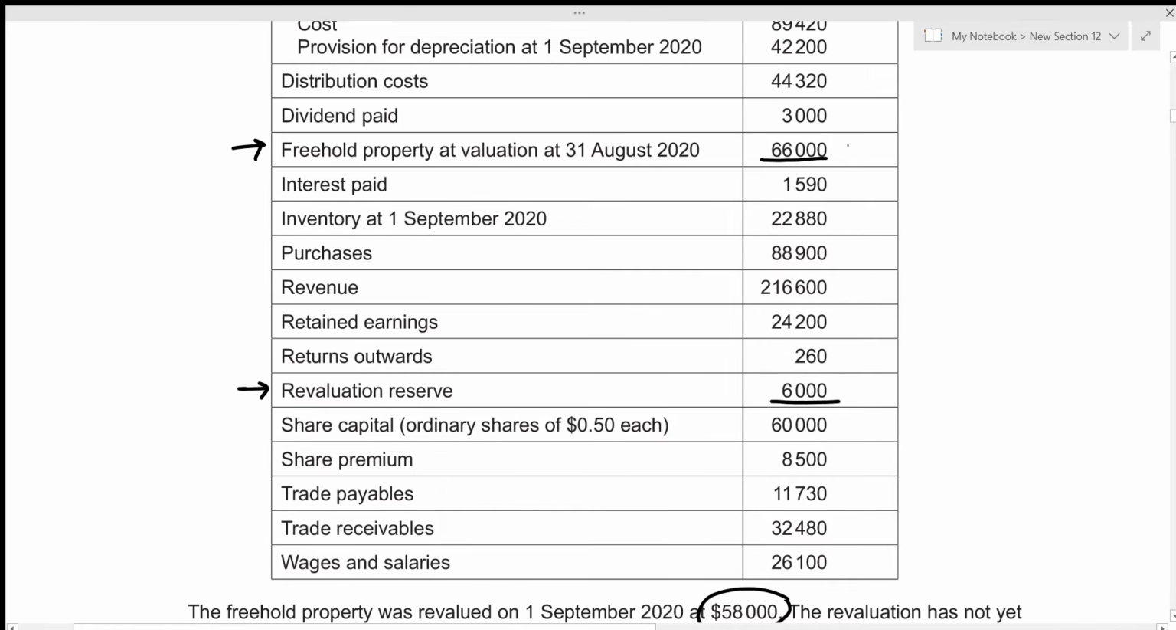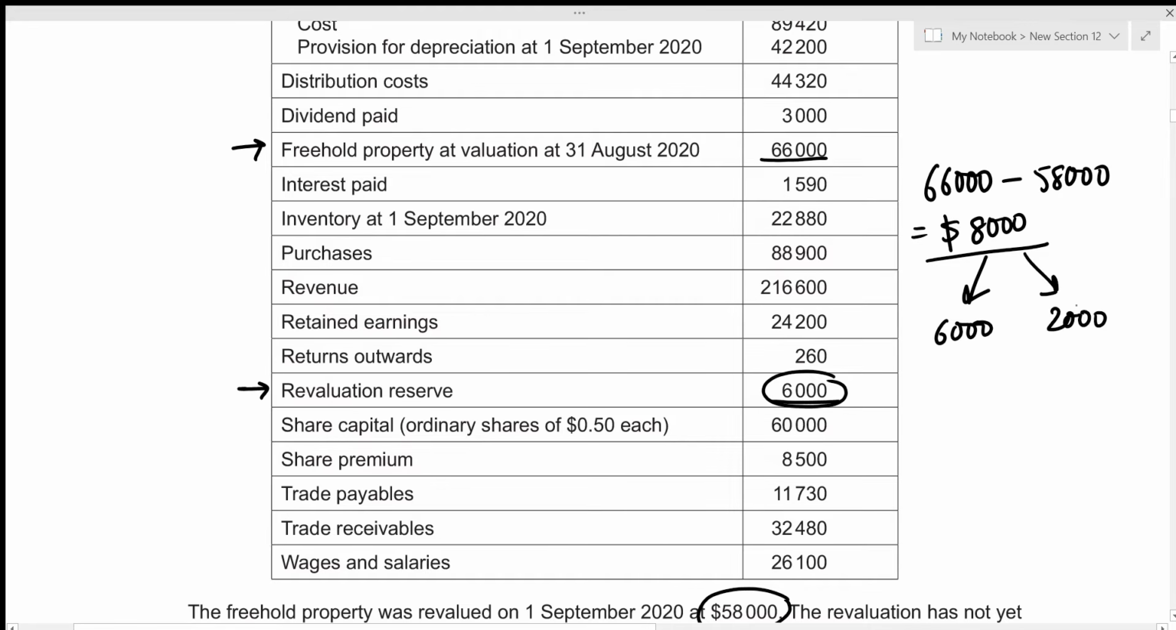So let's figure out the value of the loss. Previously it was at 66,000 and currently we revalued it to be 58,000. So the difference is just going to act as the revaluation loss, and this difference is of 8,000. So out of this 8,000, 6,000 is accounted for by the revaluation reserve because we have the value of 6,000 right there. But if we record 6,000 towards the revaluation reserve, then 2,000 still remains for this revaluation downwards, right? So this 2,000 must be recorded under the income statement.